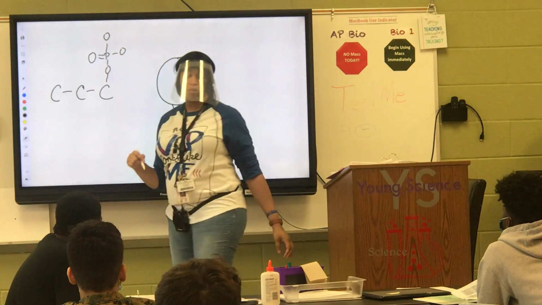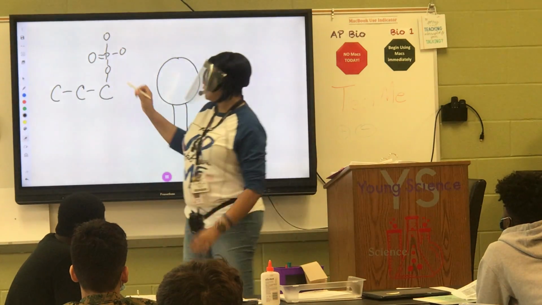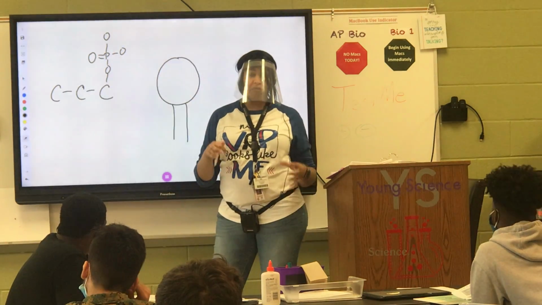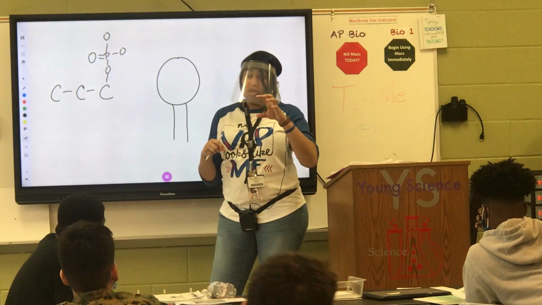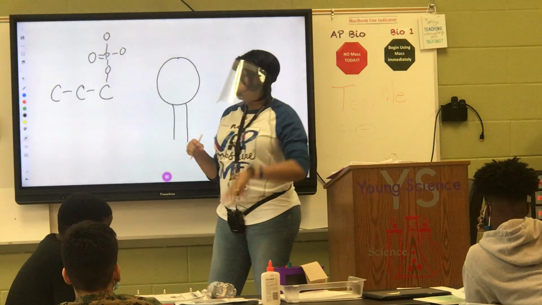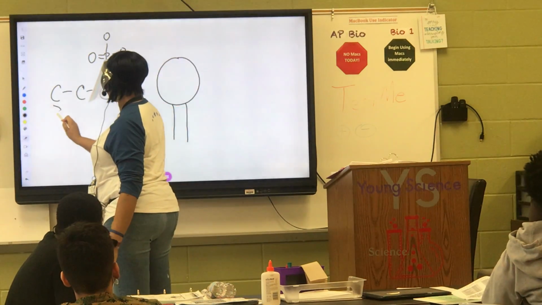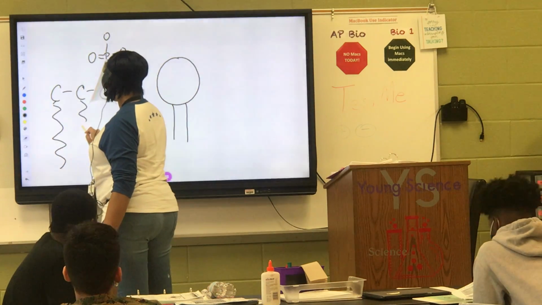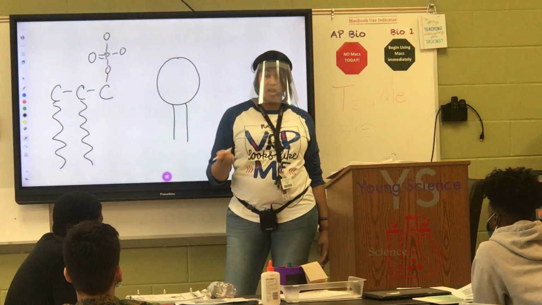Yes, phosphate is PO4. So phosphate is phosphorus and 4 oxygens. Phosphorus is the element by itself. But when you say phosphate, you're talking about a phosphorus that is bonded to 4 oxygens, okay? And you also have, coming off of 2 of the carbons, these fatty acid chains, okay? Now these fatty acid chains are composed of carbon and hydrogen.